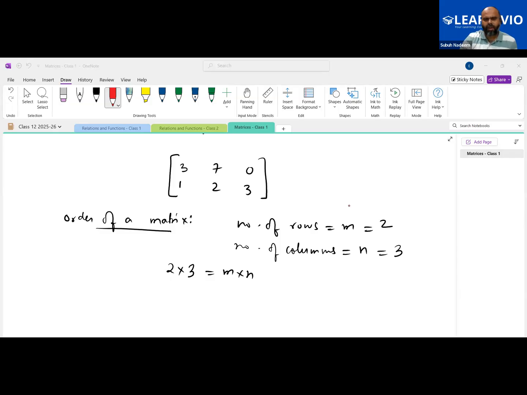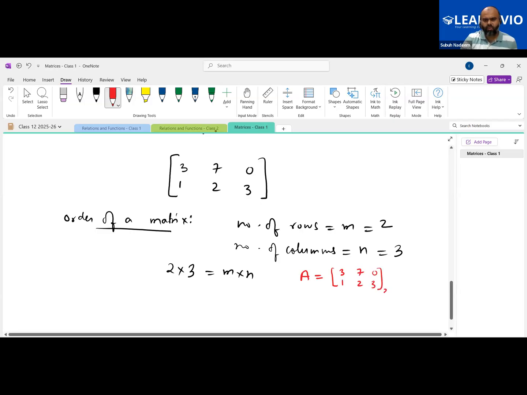We generally denote a matrix by a capital letter, suppose A. So the A matrix is 3, 7, 0, 1, 2, 3. And we can write here that it is having 2 rows into 3 columns. Or we can also represent a matrix with its order like this.